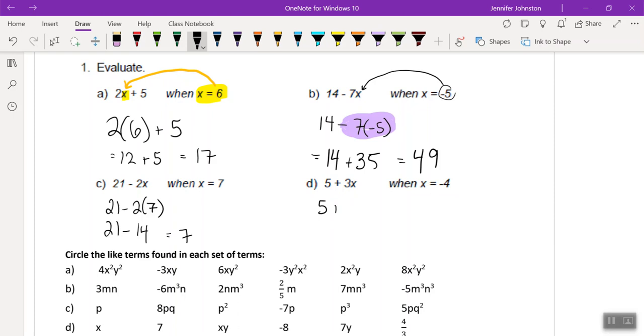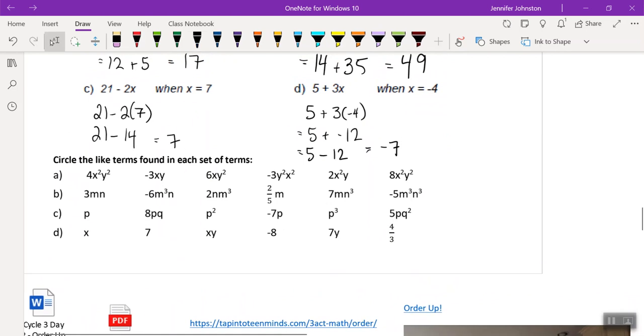And lastly, 5 plus 3 with a negative 4. So we're not adding the 5 plus 3. We don't do that. That's running a stop sign. We have to multiply first and then add. So here we get 5 plus negative 12. And 5 plus a minus is a minus. So this is just 5 minus 12, which gives us negative 7.